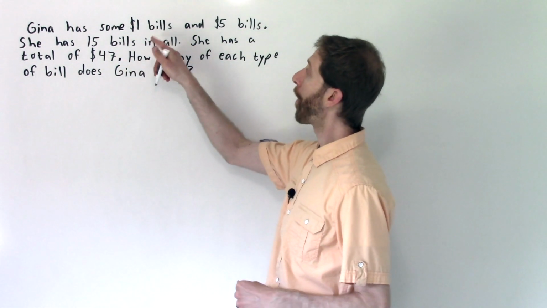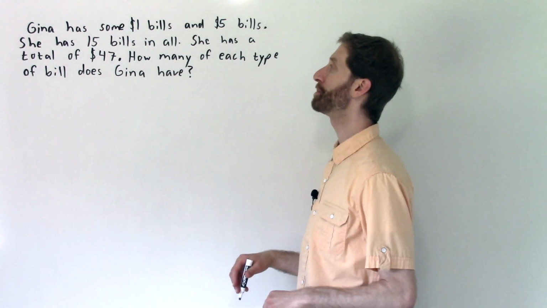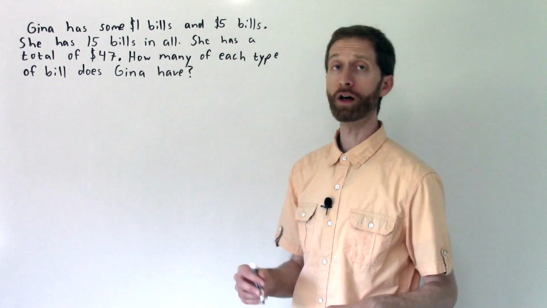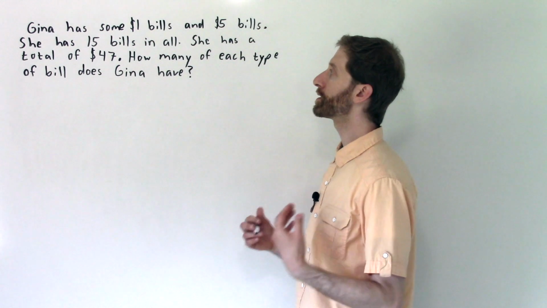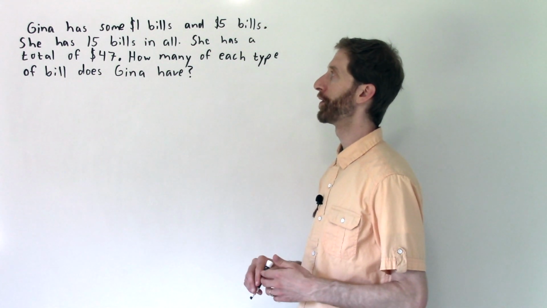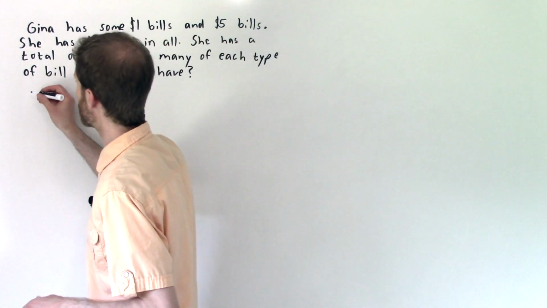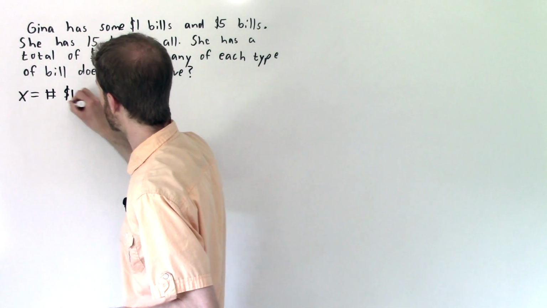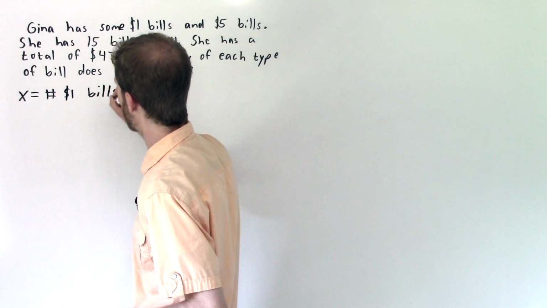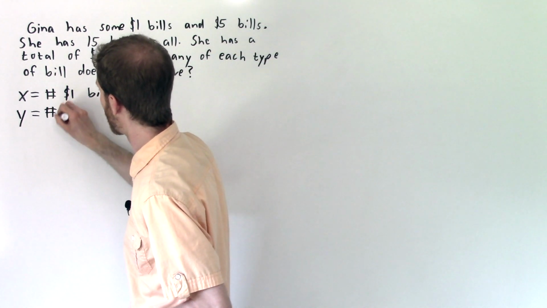Gina has some $1 bills and $5 bills. Okay. She has 15 bills in all. She has a total of $47. How many of each type of bill does Gina have? So this is that kind of problem where you look at it and you say, all right, so I've got $1 bills and $5 bills. Those would be the categories. So let's say X equals the number of $1 bills and Y equals the number of $5 bills.